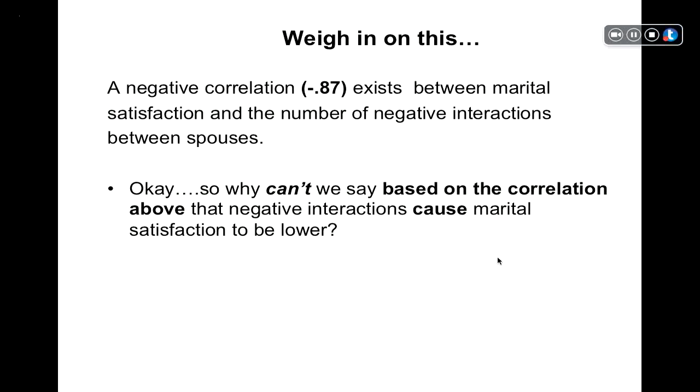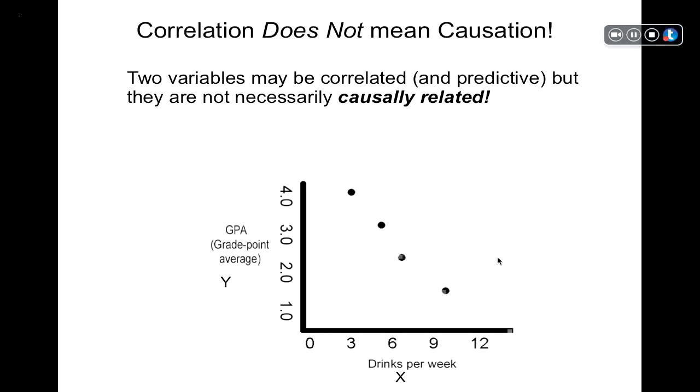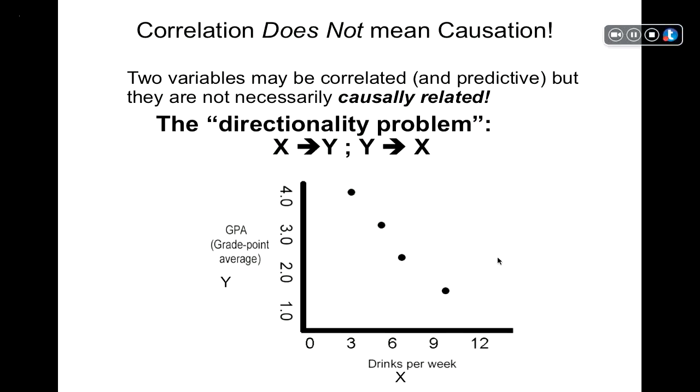Why can't we? Well, it has to do with the design. Correlation does not mean causation, because I don't know whether high levels of marital satisfaction cause somebody to argue more or have more negative interactions, or maybe it's the other way around. Maybe it's the negative interactions that cause high levels of marital satisfaction. So this is referred to as the directionality problem.